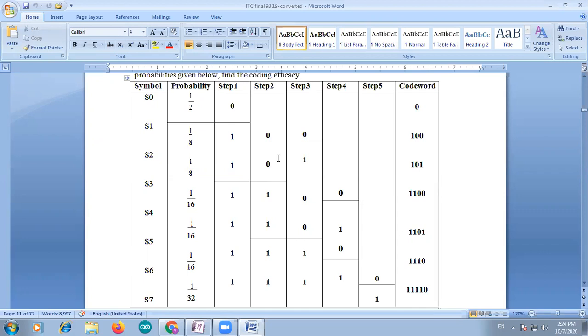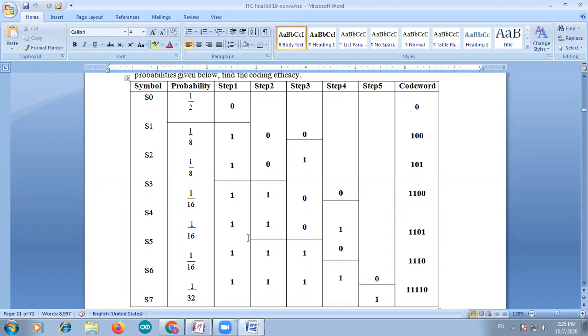In the subdivision, step 3, the upper group is again divided into 2, because the 1 by 8 and 1 by 8 are separated. Assign 0 for above the line and 1 for below the line.